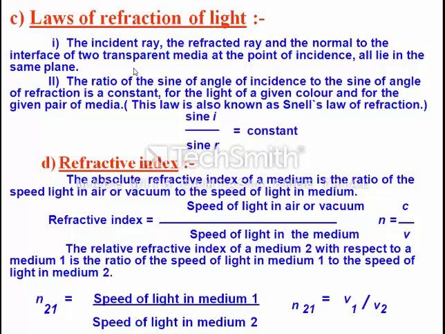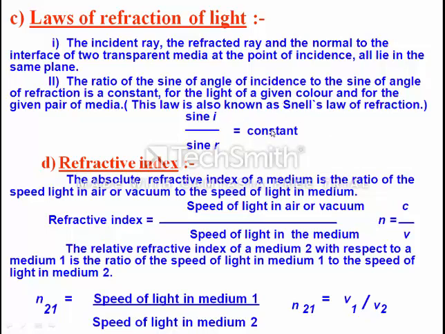And second, in reflection we have seen that angle I is equal to angle R, but here what is the second law? The second law is also known as Snell's law. According to the second law of refraction, the ratio of sine of angle of incidence to sine of angle of refraction is a constant for light of a given color and for a given pair of media. That is, sine I upon sine R is equal to a constant, and we denote this constant with n or with mu. So this is the second law.